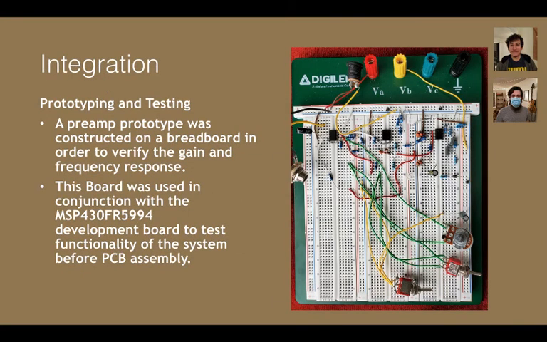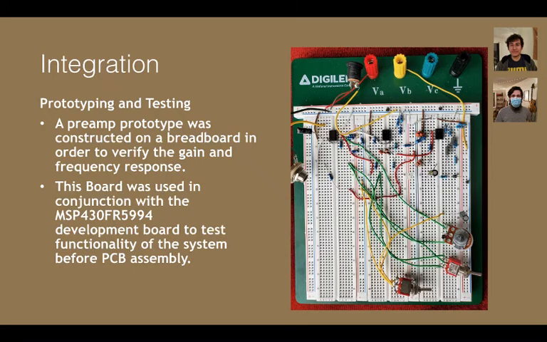So for the initial integration and physical prototyping, we first started with the most simple circuit. In this case, it was the analog preamp. We were able to breadboard with simple passives and a few op amps, so we were able to verify the gain and the frequency response before we ever put the actual PCB together.